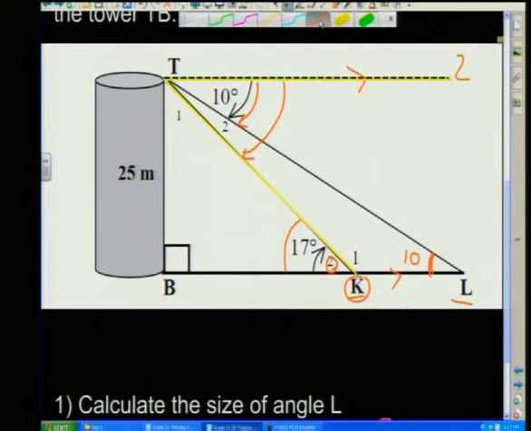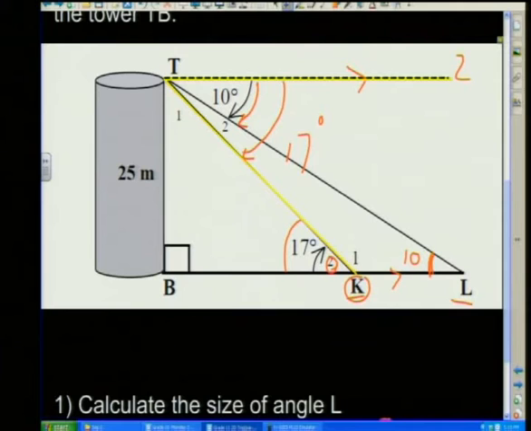Okay, so that's just to mark off our alternate angles that we're talking about. We're talking about K2 and that big angle T there. So if K2 is 17 degrees, that means the whole of T would be 17 degrees because of the alternate angle, the Z shape that I've just marked off.